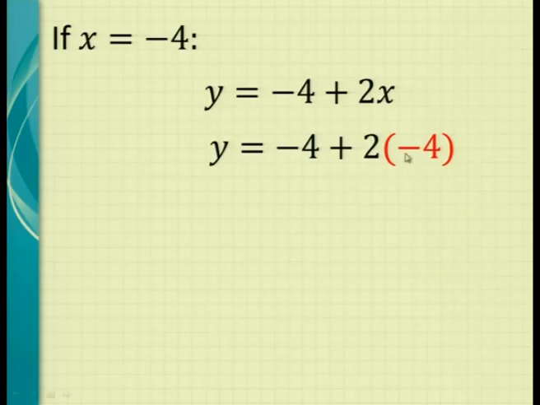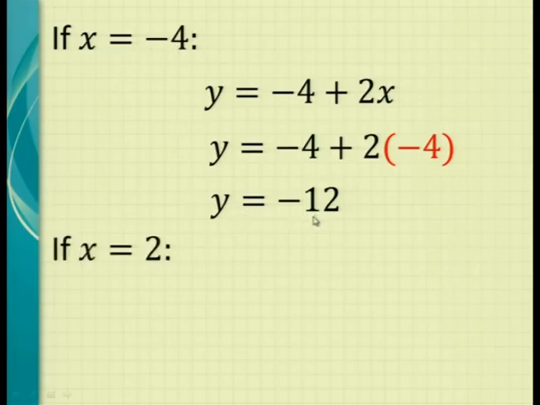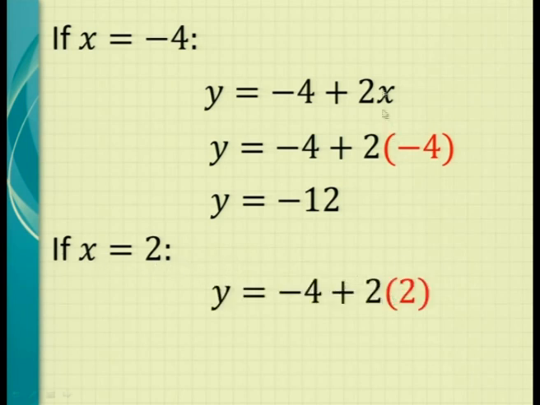It's very easy. Minus 4 multiplied with plus 2 gives you minus 8. Am I right? And minus 8 and minus 4 gives you minus 12. So if x equals minus 4, y equals minus 12. What about the other one? If x equals 2, then we say, right, let's substitute the same as we did there. 2 times 2 is 4, minus 4 plus 2 will give you 0. So if x equals 2, then y equals 0.